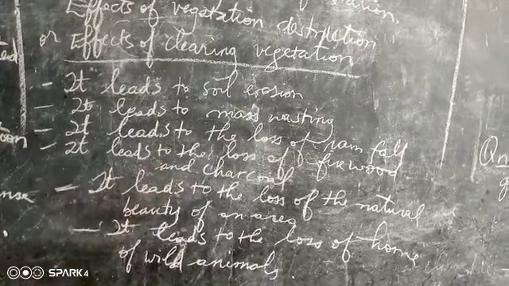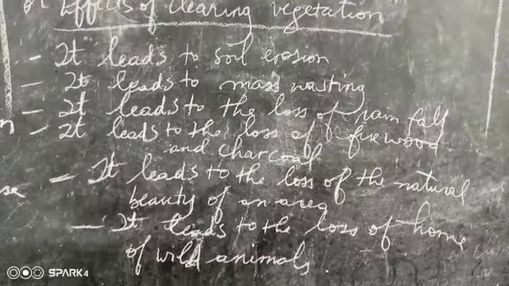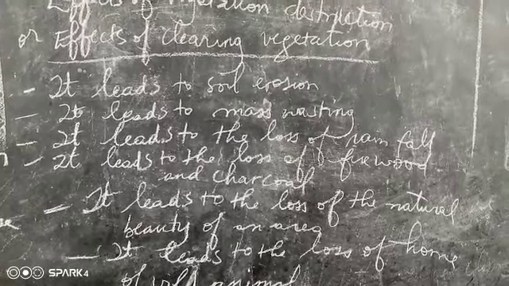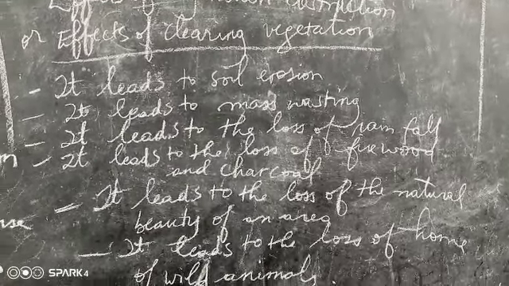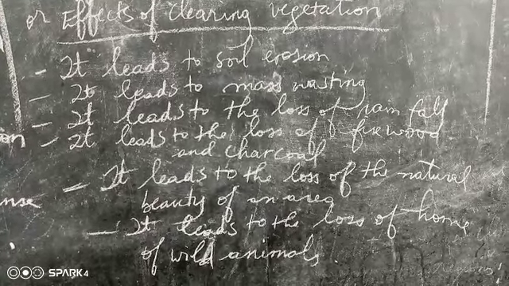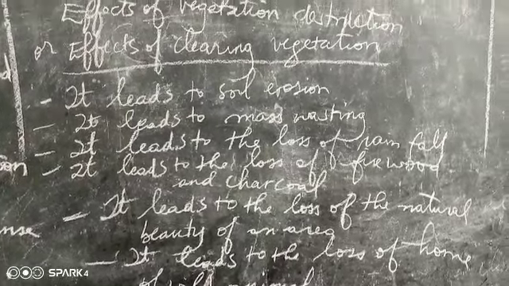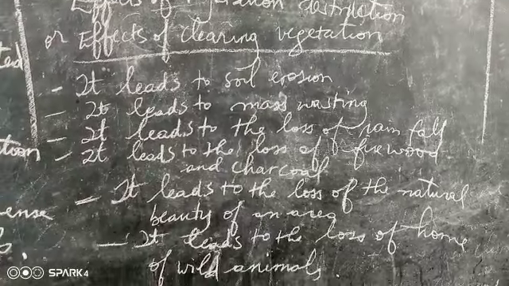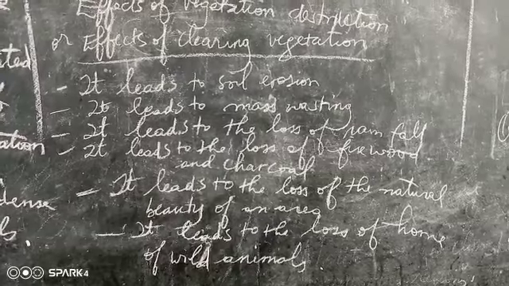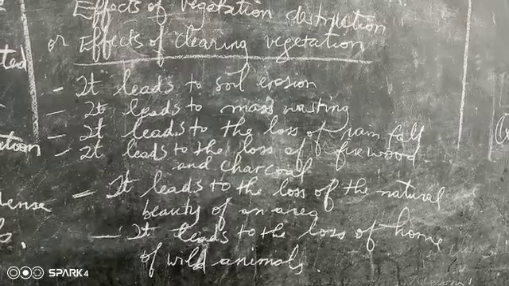It leads to the loss of the natural beauty of an area. So if an area is beautified by any kind of vegetation and we destroy, cut down, or clear such vegetation, we shall cause the loss of beauty of that place. And finally, it leads to the loss of home of wild animals. Meaning that if we cut down vegetation, we are causing those wild animals to lose where they can live. And therefore, it's an effect.